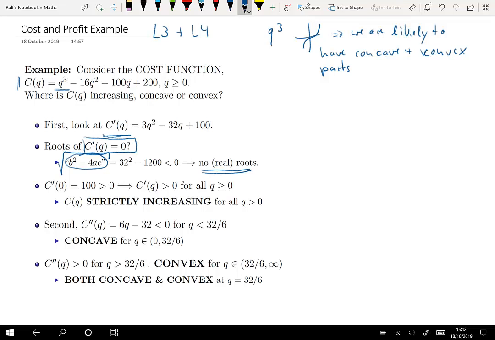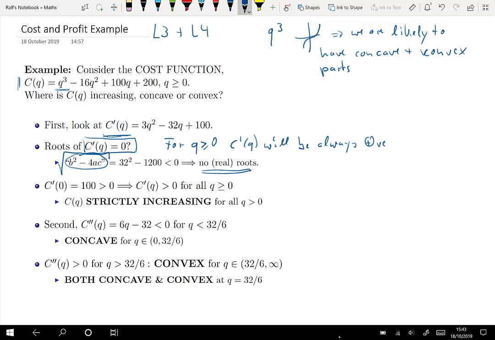So there's no real number q for which c prime is equal to 0. So what does that mean? That means c prime, which is the marginal cost function, how the cost will change if you produce an additional unit, will always be positive.